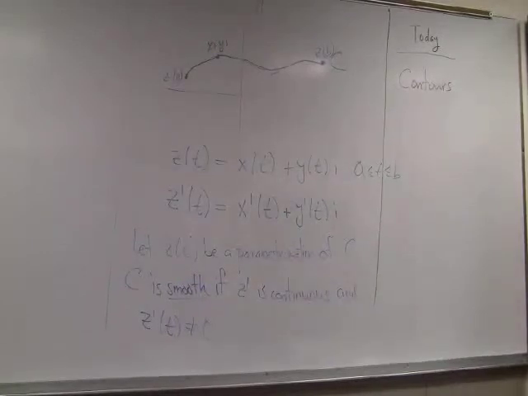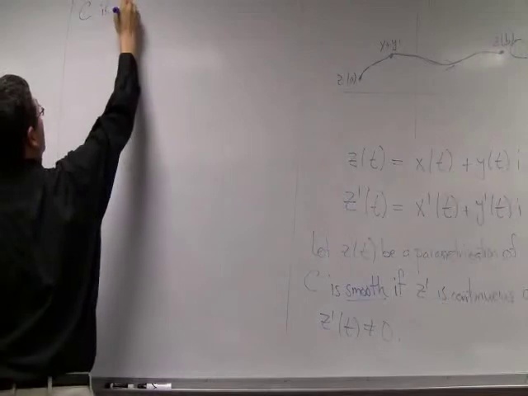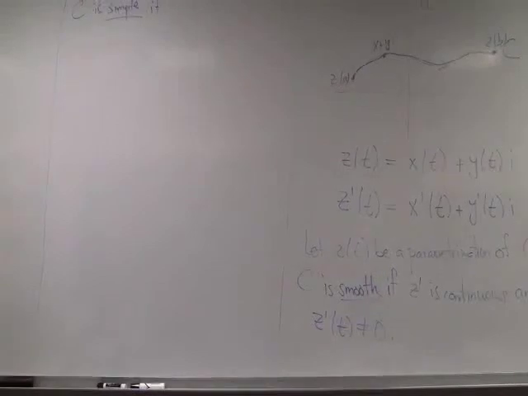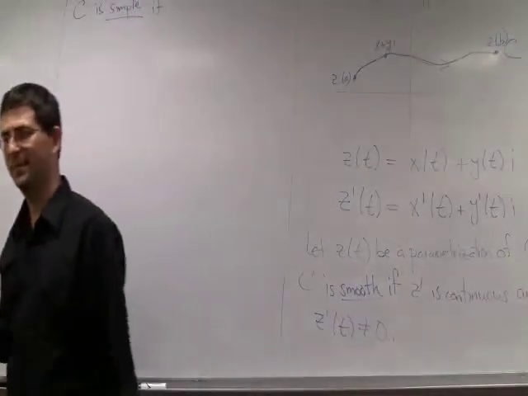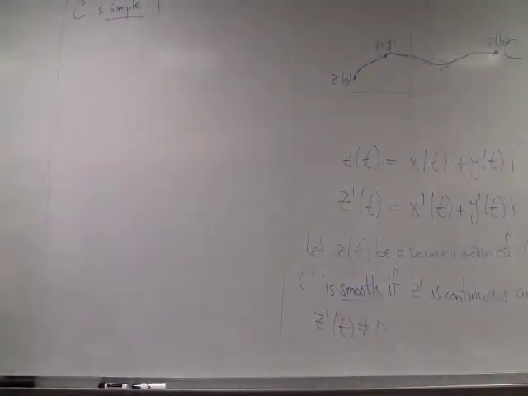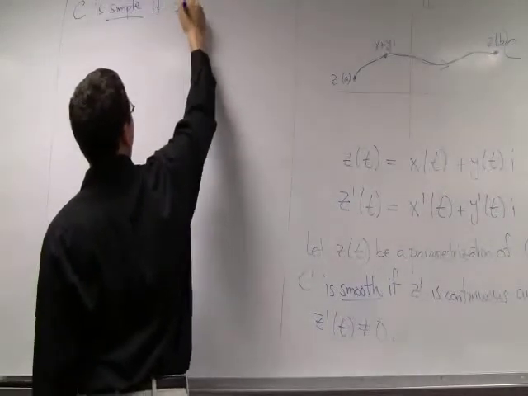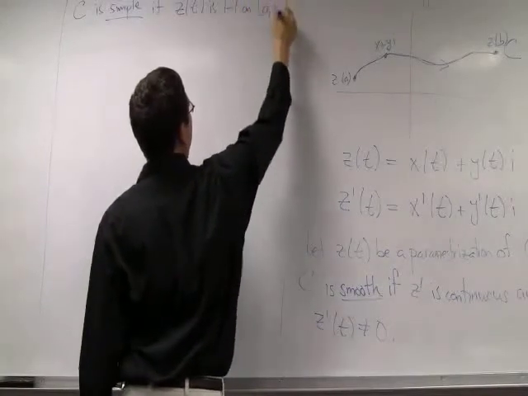So what did simple mean? C is simple if, what did that mean? This is the one that you could not tell what it meant from the word itself. It never intersects itself. There are no multi-points. There's no point that gets hit twice, except perhaps the initial point. So there's an easy way to write this down: if Z of t is 1-to-1 on the interval A to B, and you don't include B.